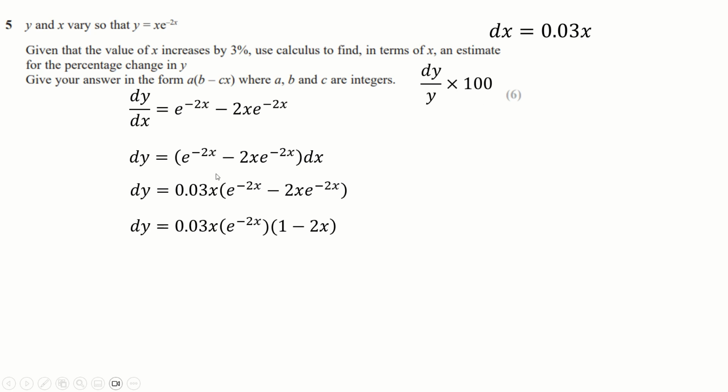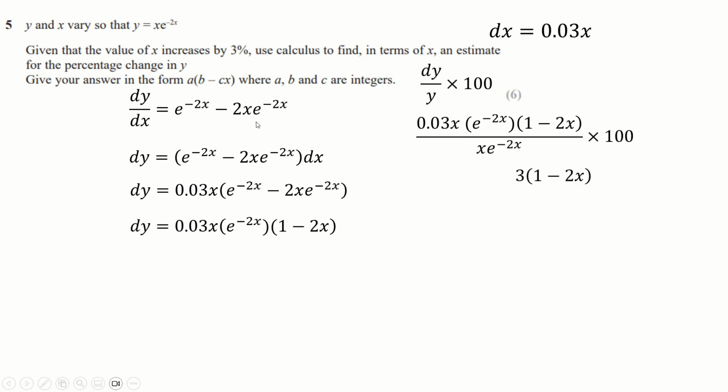But of course, when you do dy over y, when you do this over this, all the bad stuff's going to cancel. This with this, this with this, and we're just left with this, this, and this. 100 times this is 3, and we'll just be left with 3 into that, which is the form they want. So that's quite nice, and we're done.